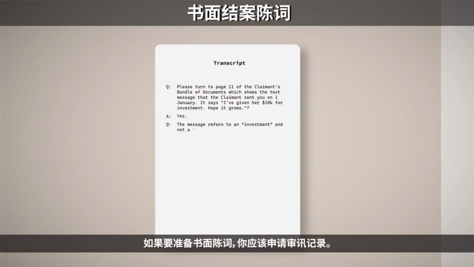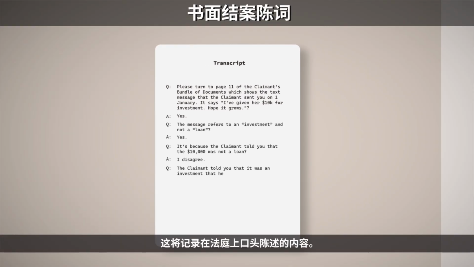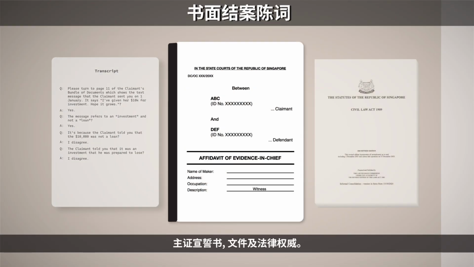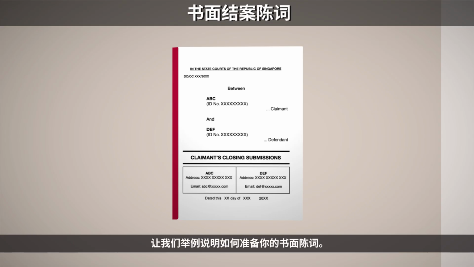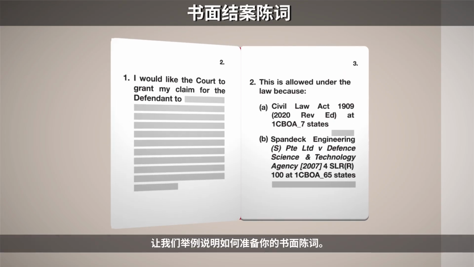If written submissions are prepared, you should apply for the trial transcripts. This will set out what was said verbally in court. You should make clear references to the transcripts, AEICs, documents and authorities in your written submissions. Let's look at an example of how your written submissions can be prepared.